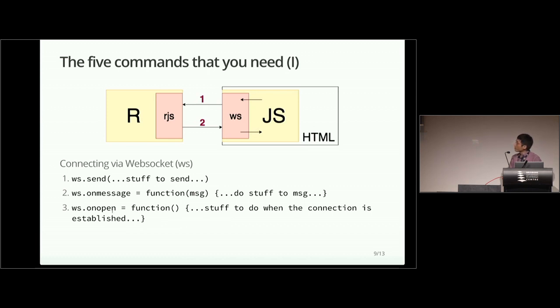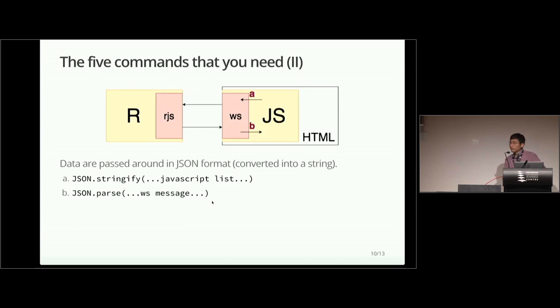The third one is ws.onopen. It's the function where you put the stuff to do when the connection is established, so it's usually used for initializations. When the web page starts up, maybe there are some initializations of parameters you want to do, then you use the third command. So 2 more commands, then we're done with all the 5 commands.